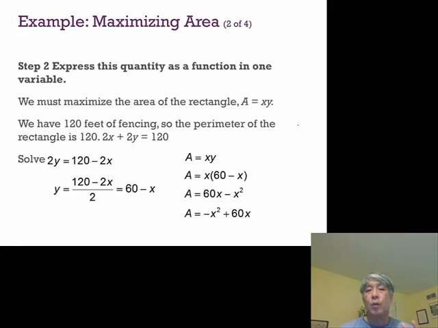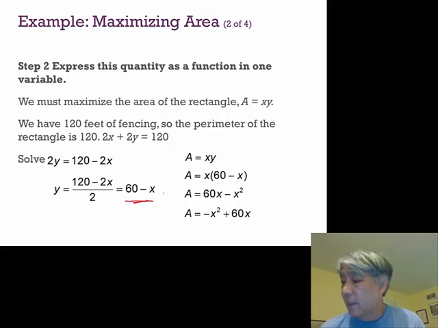The second is to basically write two equations in this case. Express this quantity as a function in one variable. So what are we maximizing? We're maximizing the area of the rectangle. Area is equal to x times y. The other equation we have is 120 feet of fencing. So if the perimeter of my rectangle is 120, that means 2x plus 2y equals 120, or solving for y alone, y becomes 60 minus x.